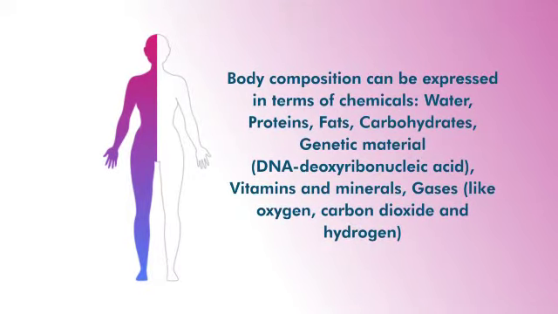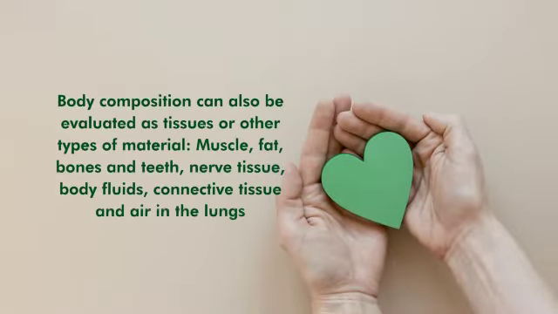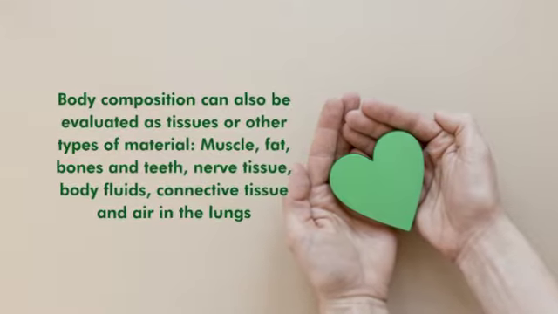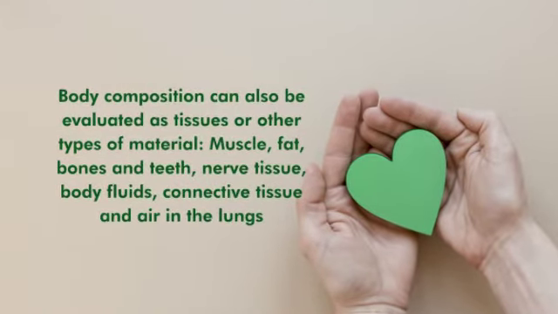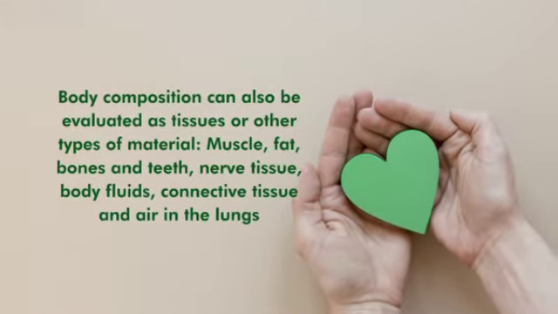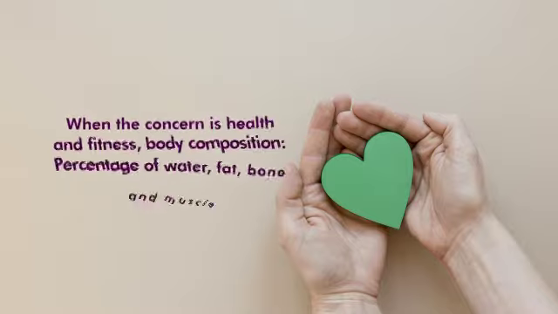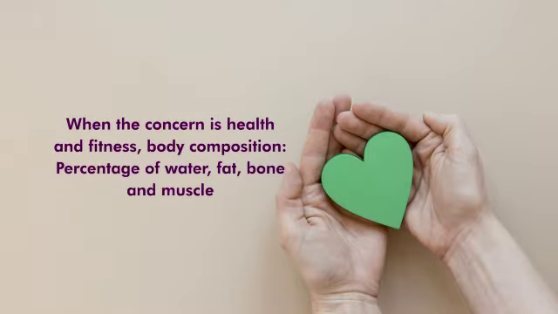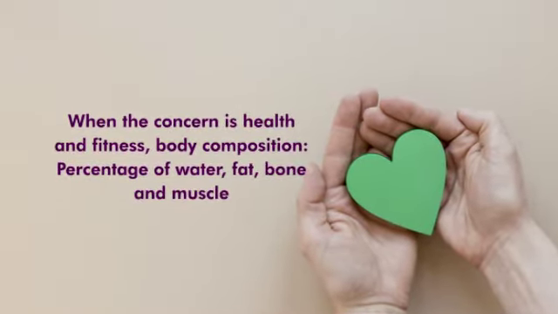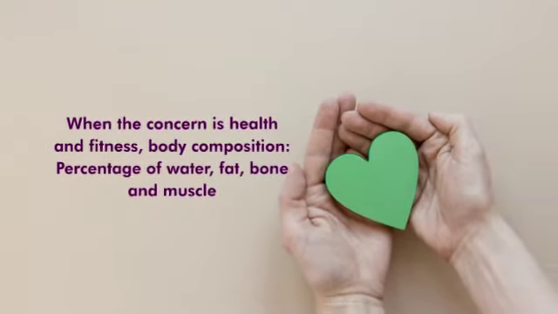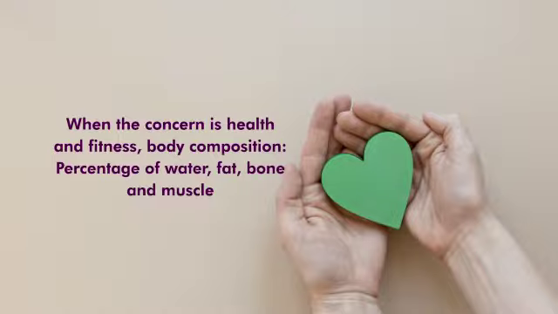In a second scenario, body composition can also be evaluated as tissues or other types of materials like muscles, fat, bones, and teeth, nerve tissues, body fluids, connecting tissues, and air in the lungs. When the concern is health and fitness, body composition means the percentage of water, and the percentage of how much fat is in a particular body, bones, and muscles. Now, water composition in the body.